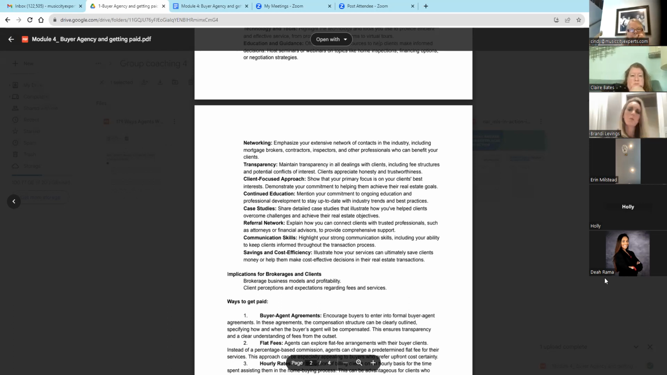Keep that in mind. So you need to have full transparency and then back it up with honesty, trustworthiness, explanation, and value about why you're worth every penny of that. You are going to have to show that your primary focus is on your client's best needs, their best interests, and your commitment to helping them.